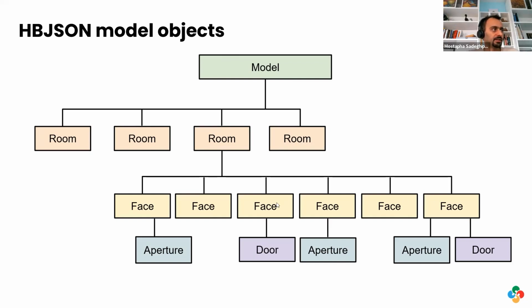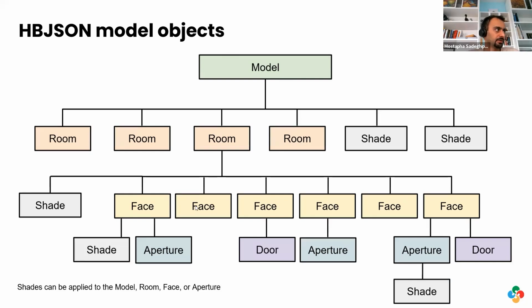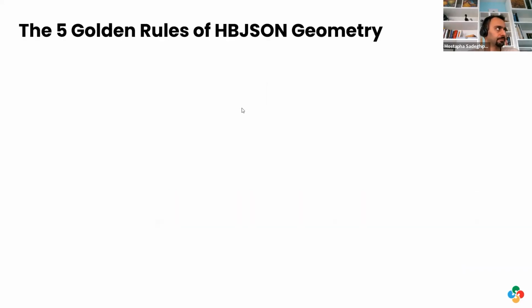So under rooms, you have faces, and faces can have doors and apertures. And of course, shades can be applied to model, room, face, or aperture. They have the freedom to be applied anywhere and everywhere.